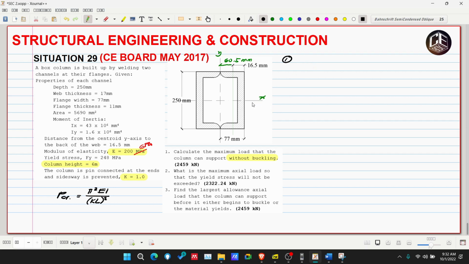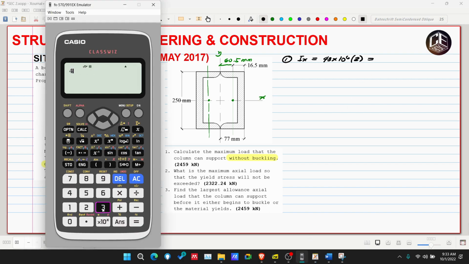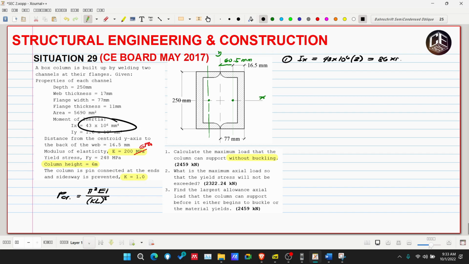Since this is our x-axis, and the centroids lie on the x-axis, we do not need the transfer formula to get the overall Ix. So our Ix is equivalent to 43 times 10 raised to 6 multiplied by 2 only. No transfer formula is needed. So, 86 times 10 raised to 6 millimeters to the 4th.